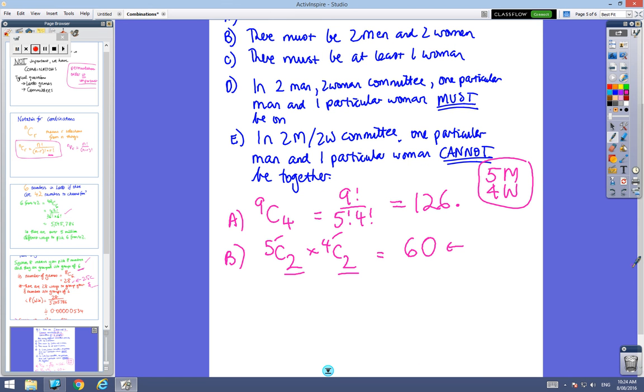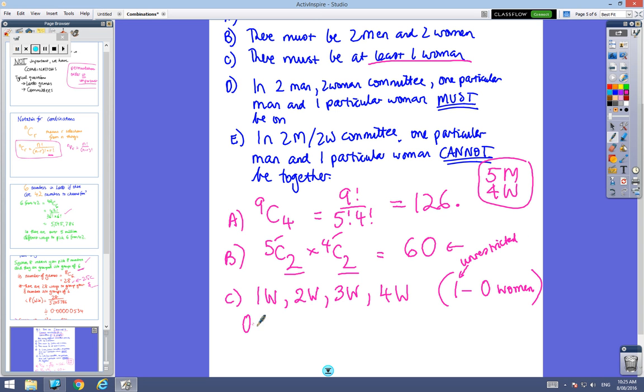Part C: there must be at least 1 woman. So there's a 1-woman committee, a 2-woman committee, a 3-woman committee, and a 4-woman committee. That's a majority, at least 1. The only one that you don't want is no women. So rather than doing 1, 2, 3, and 4 and then adding the answers, the only answer that isn't right is no women, so we're going to subtract from the unrestricted case.